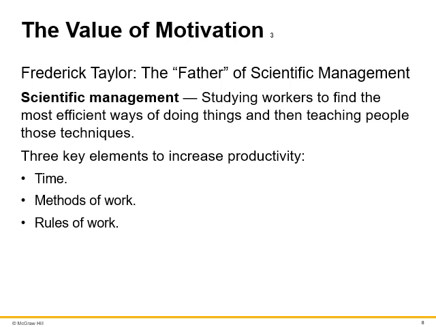The solution, he thought, was to scientifically study the most efficient ways of doing things, or determining the single best way to perform each task, and then teach others those same methods. This approach became known as scientific management. The three elements were basic time, methods, and rules of work.